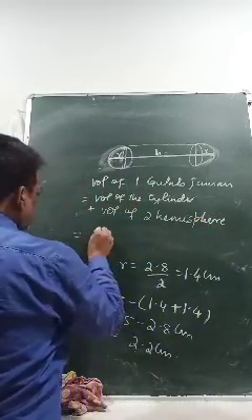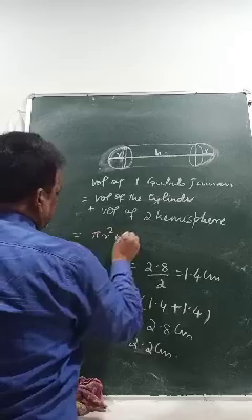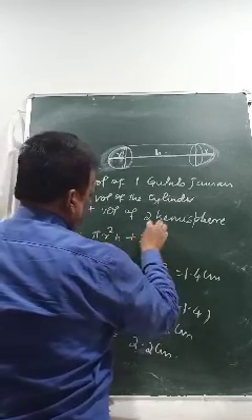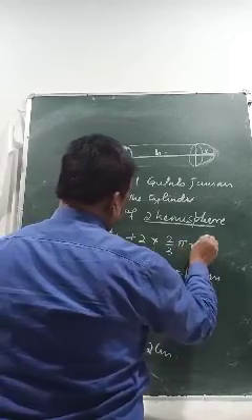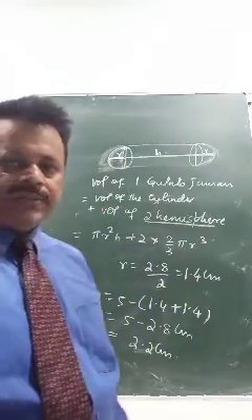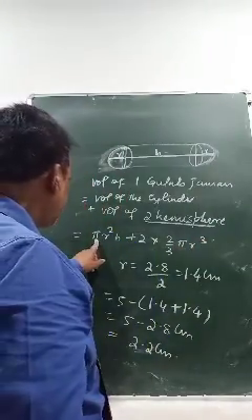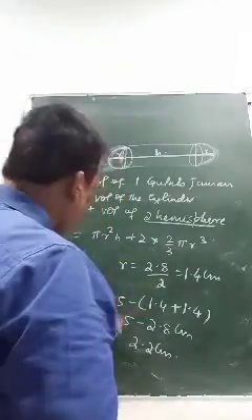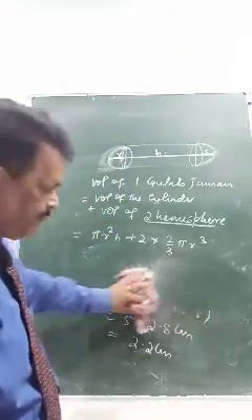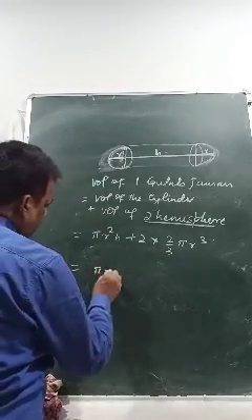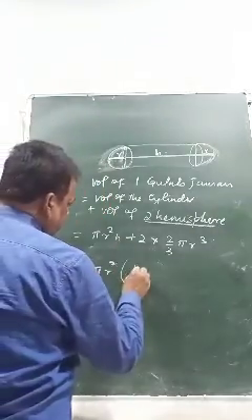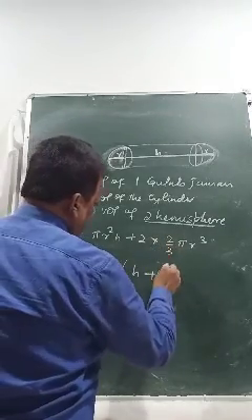That means this is pi r square h plus 2 into 2 hemisphere is 2 by 3 pi r cube. Always take common, I told you. Common means how much? Pi r square common. Common method is always easy for you. So common means pi r square common. Here is h plus 4 by 3 r.